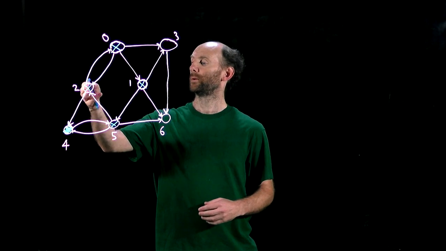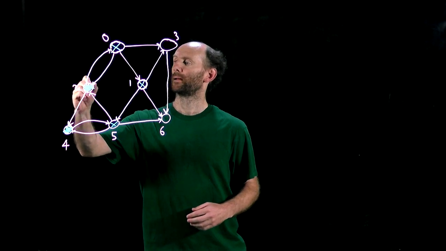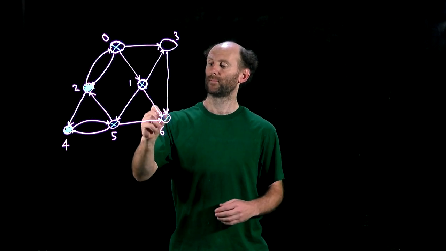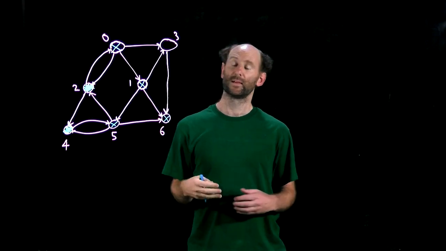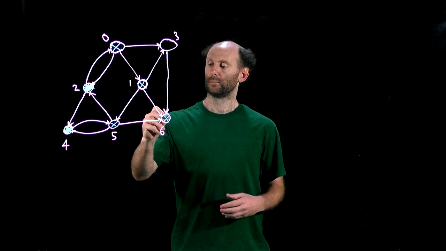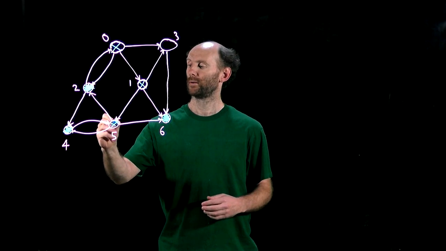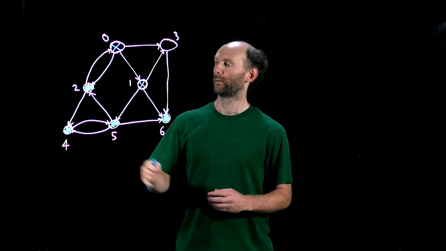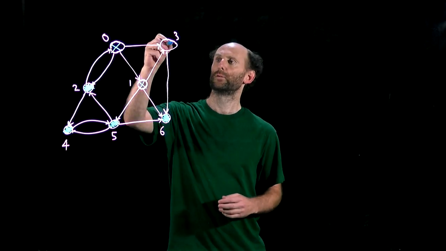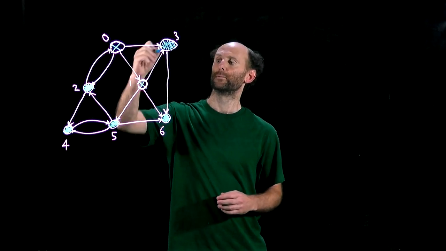We go back to 2. Again, it's got no white out neighbours. It turns black. 5, well, it does have a white out neighbour. That's 6. So now we're going to choose 6. It's the youngest grey node, but it's got no white out neighbours, so it turns black. We backtrack to 5. All its white out neighbours are done. We backtrack to 1. It's got 1 white out neighbour, so we visit 3. Now we grab 3. That's finished, and we're all done.